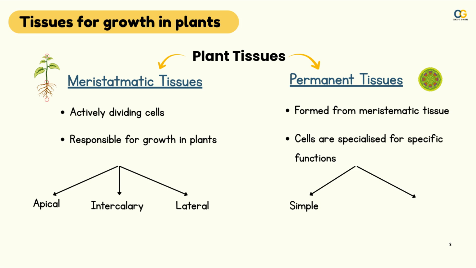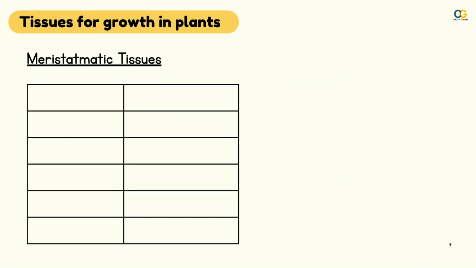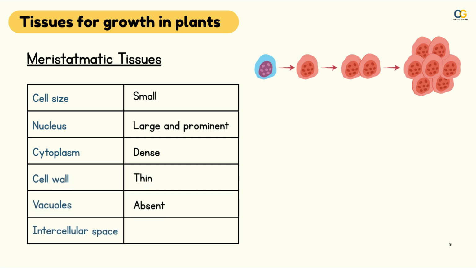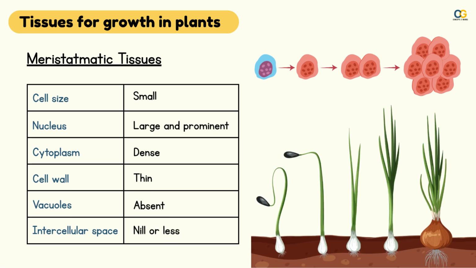In meristematic tissues, the cell size is small, the nucleus is large and prominent, the cytoplasm is dense, and the cell wall is thick. The vacuoles are practically absent, and the intercellular space is nil or less. This cell structure in the meristematic tissue helps it give growth to the plants.